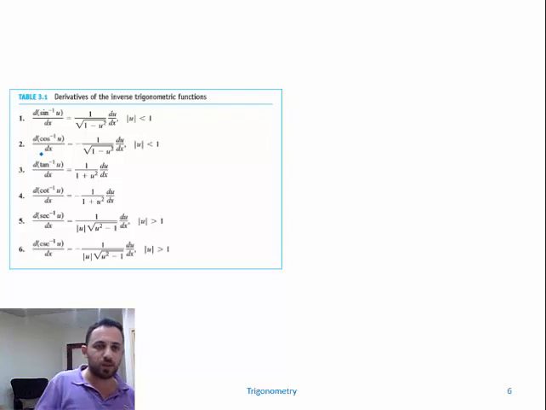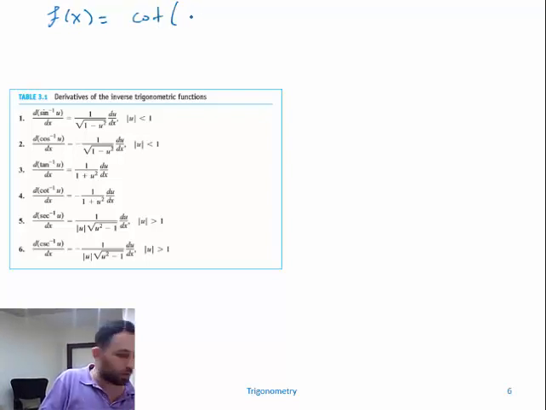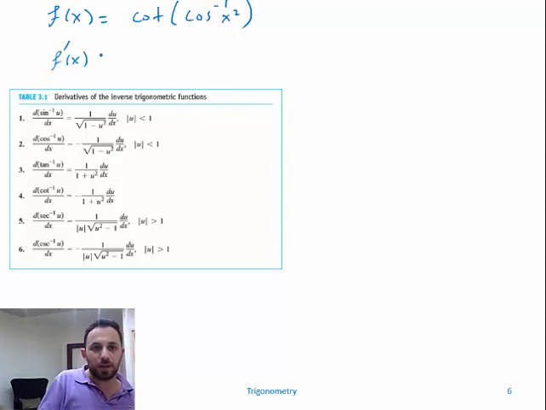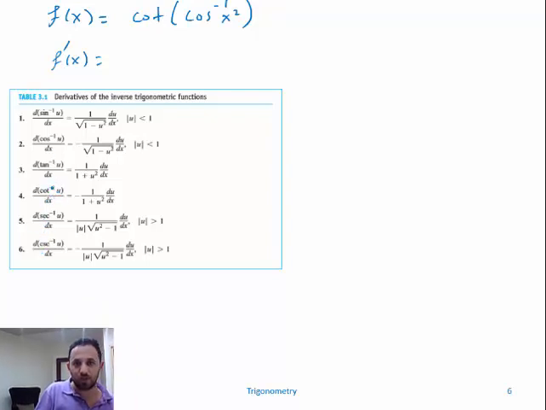So for instance, let's assume you are given f of x equals cotangent of cosine inverse of x squared, and the objective is to obtain f prime of x. Remember, this cotangent, you shouldn't directly refer to the inverse. You should be careful. This is the cotangent, the regular one. It is not the inverse. So you can't use the derivative of cotangent inverse. Just be careful, it is cotangent.